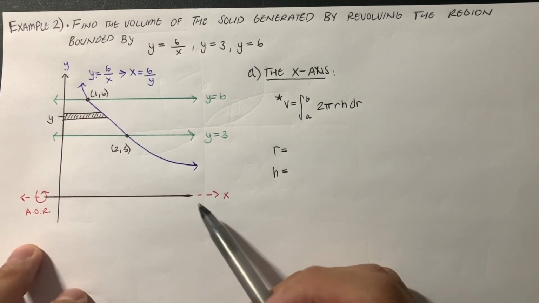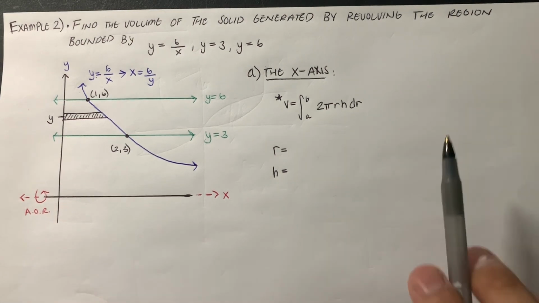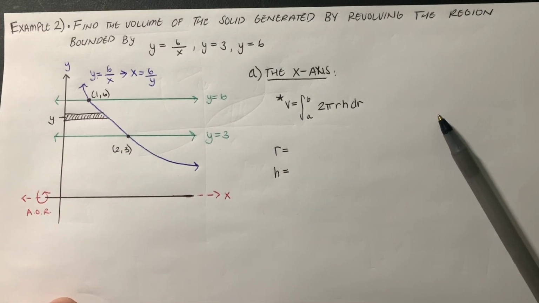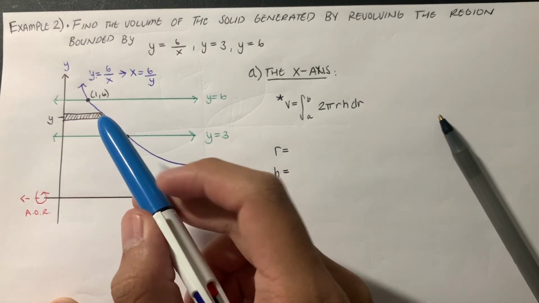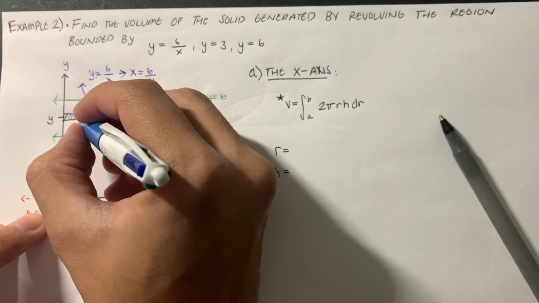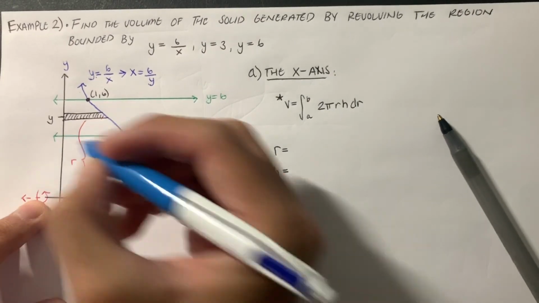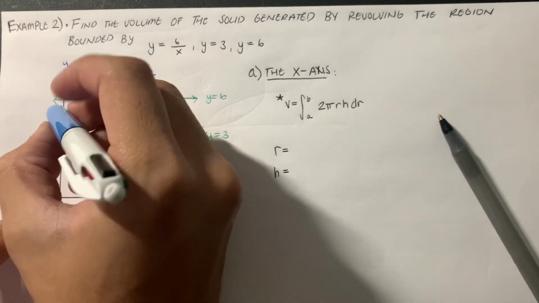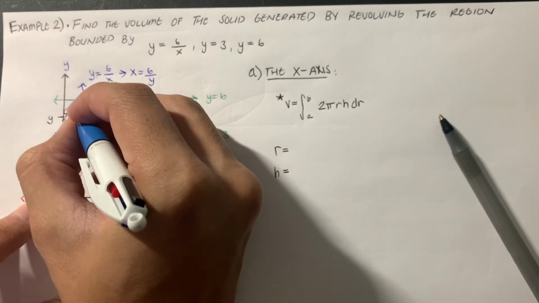So now what we have to do next is identify our r and our h. To do that, we're going to go back over here. If you recall, r is the distance from the axis of rotation to our rectangle. So that's right here. That distance is r, and then the height of our rectangle is right here. So that is our h.